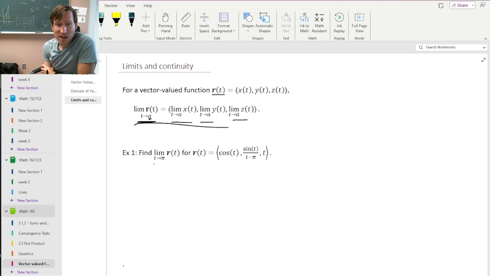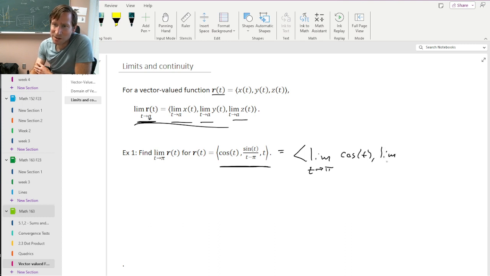As an example, let's find the limit as t goes to pi of this vector-valued function: cosine t, sine t over pi minus t, minus pi, and t. All we need to do is take the limit as t goes to pi of each individual coordinate function. So the limit of cosine t, the limit as t goes to pi of sine t over t minus pi, and the limit as t goes to pi of t.